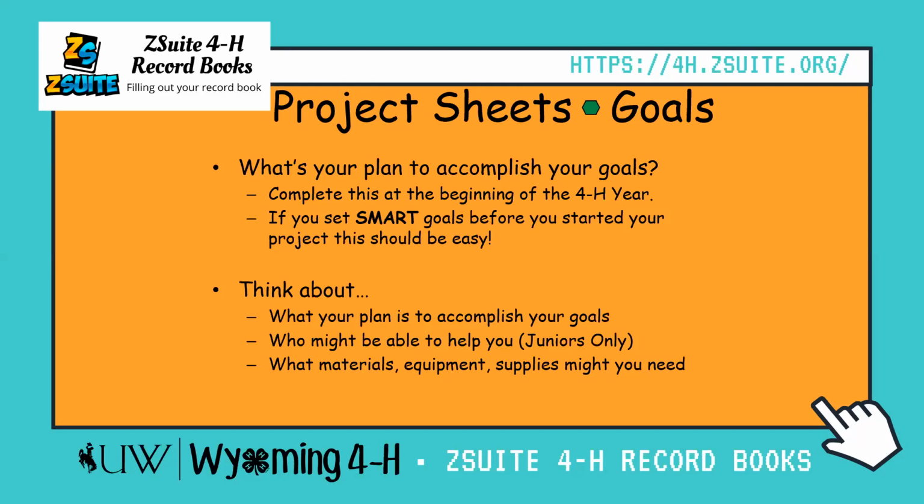When you're making your plan, think about how it will help you accomplish your goals, who's going to be able to help you, and this says juniors only, but really our intermediates and seniors also need help. And so it's always good to find a mentor or a club leader or somebody else in your club that's older that can help you through your projects. And your mentors could be somebody at home, somebody from school, somebody from church, somebody from another club in the community. It doesn't have to be somebody in 4-H, but somebody who is knowledgeable about the project you want help with.